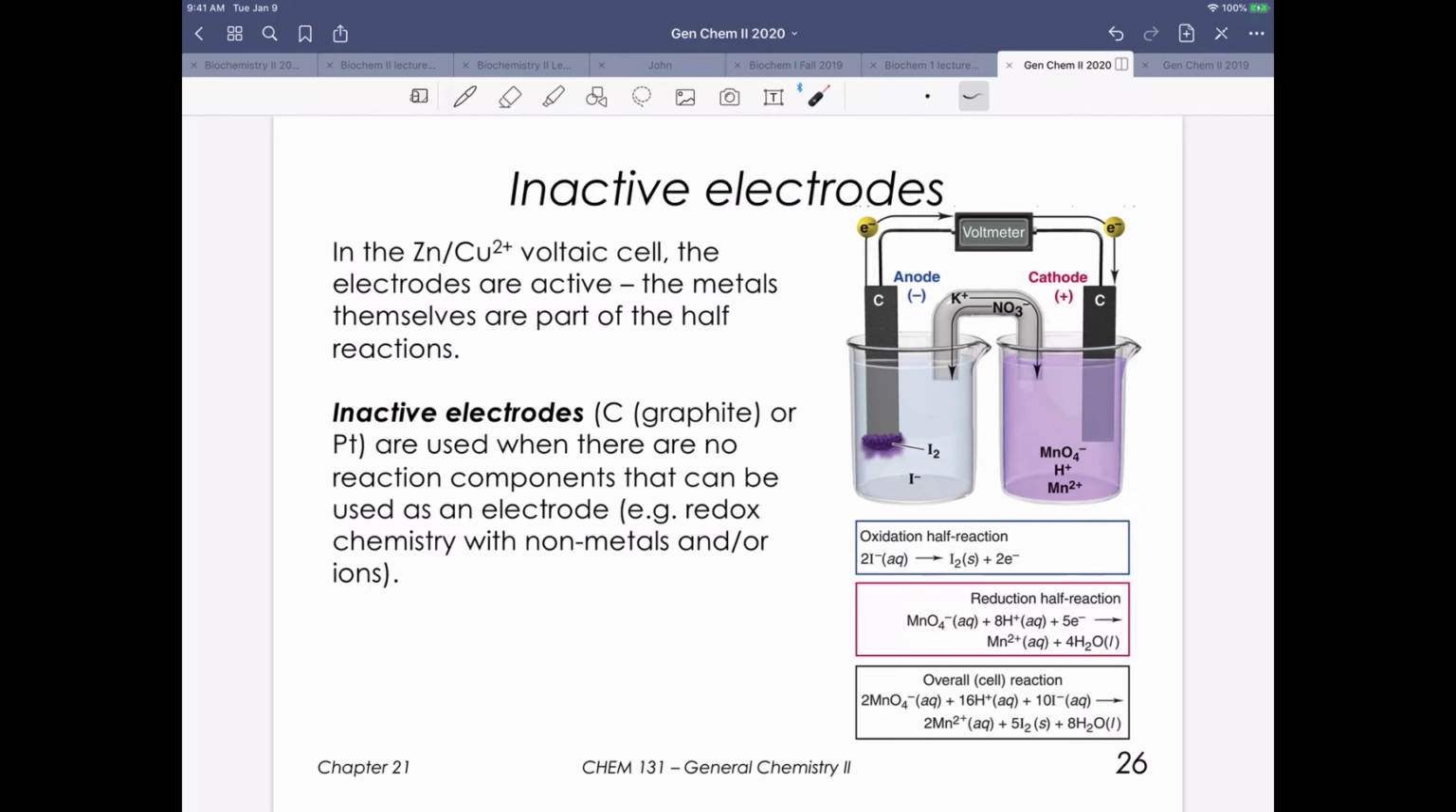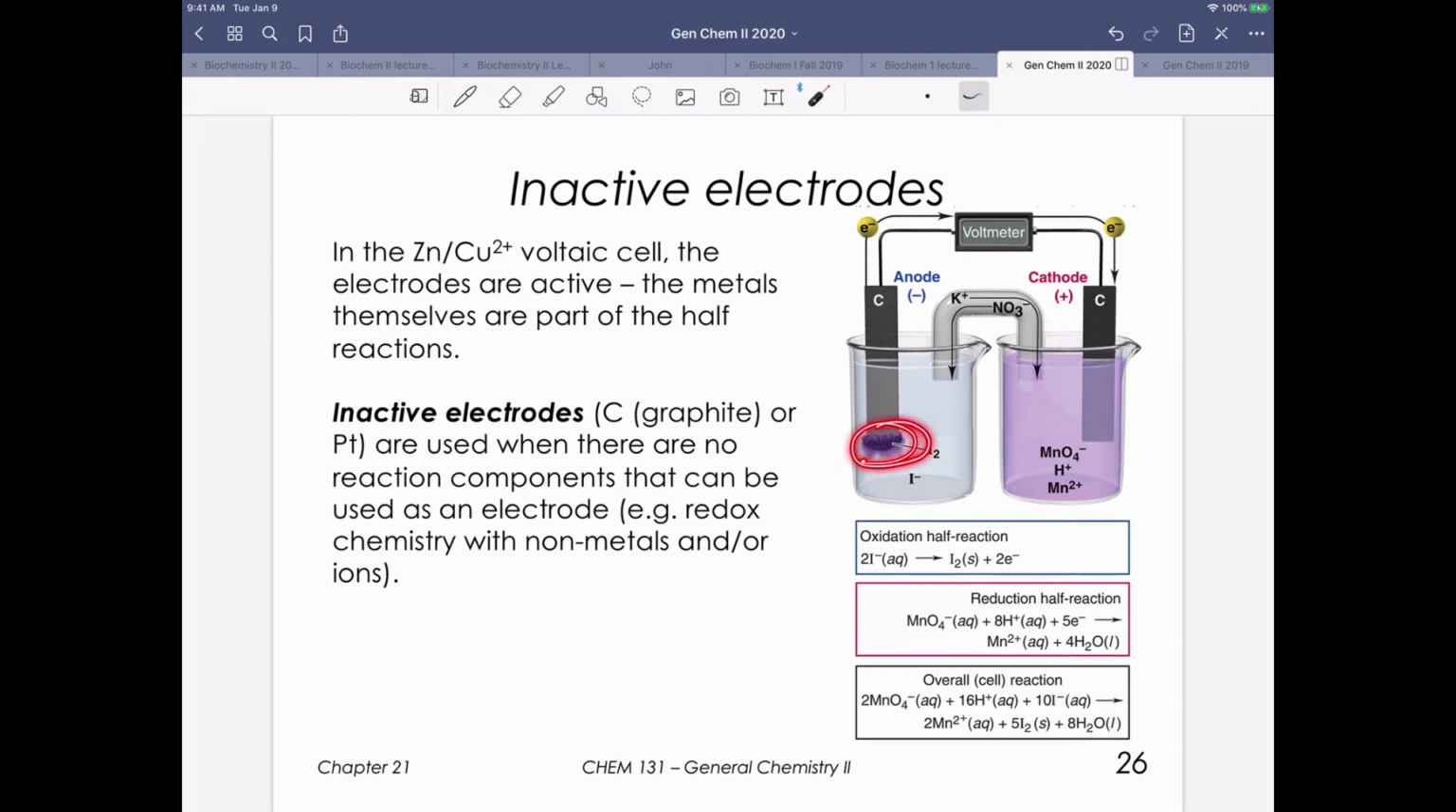And if you are diagramming one, you can choose a carbon graphite electrode or a platinum electrode. Either one of those will work. Again, we use these when there are no reaction components that can be used as an electrode. So again, when we have nonmetals or ions that are participating in redox chemistry. But note what happens here.